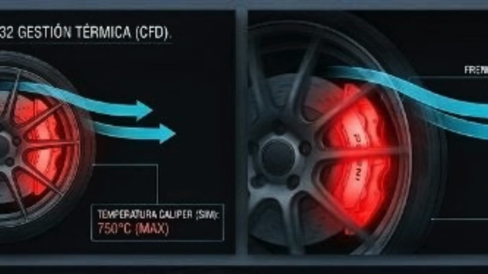The rim acts as a turbine that draws in the laminar flow to cool down the carbon ceramic brakes. Key visual: computational fluid dynamics, CFD, airflow graph showing cyan air entering the wheel rim and the brakes highlighted in red due to thermal energy.